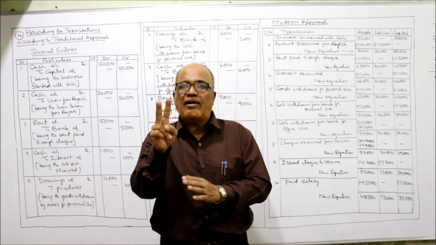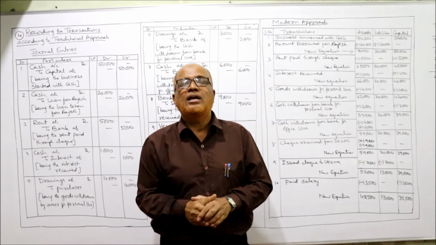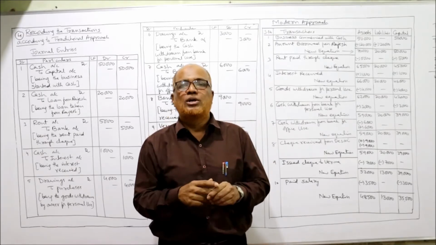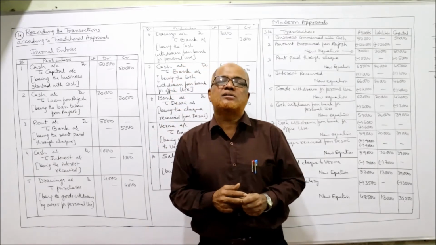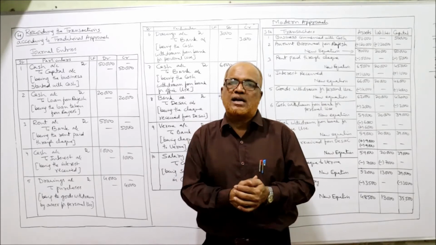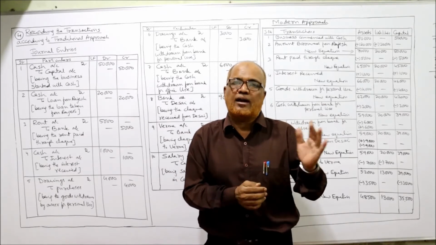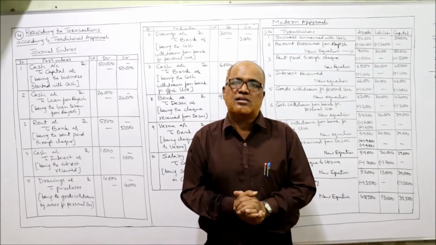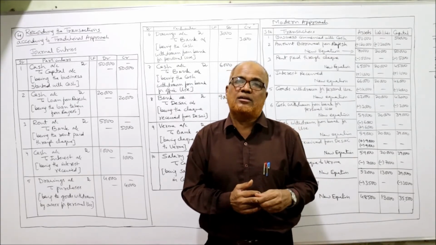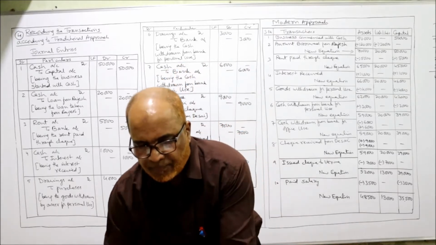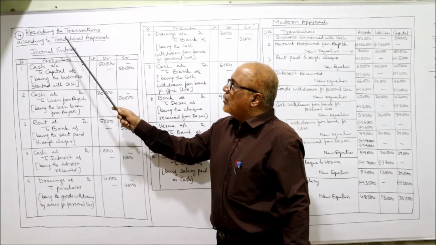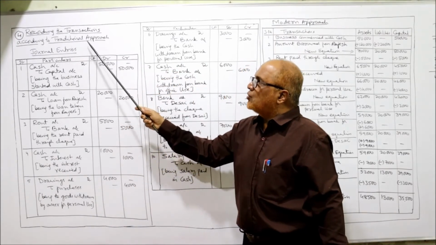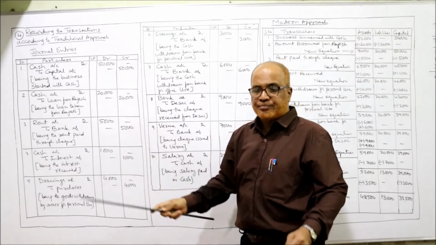Like that, there is a double effect on the accounting equation. That is a modern approach. In this problem, it is asking you to record the transactions according to the traditional and the modern approach. First of all, I am writing the journal entries according to the traditional method.